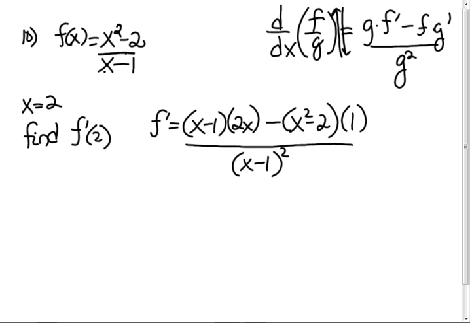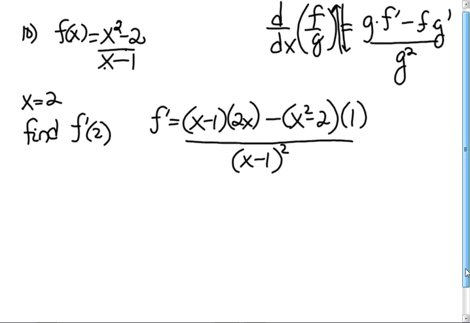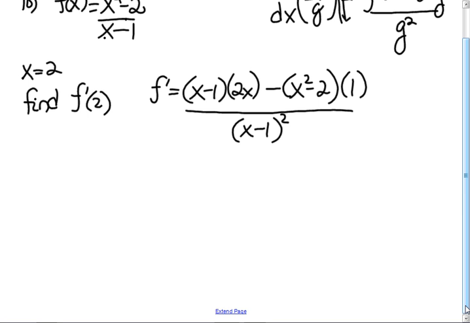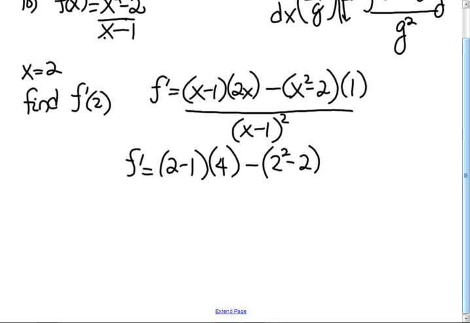And then you put in 2. Don't simplify it, because you know what you'll do. Algebra is not our strong suit, right? So let's just put 2 in. And I want to get the answer right, so I'm going to put the substitution in here. Well, 2 times 2, that's 4. Minus 2 squared minus 2, all over 2 minus 1 squared.